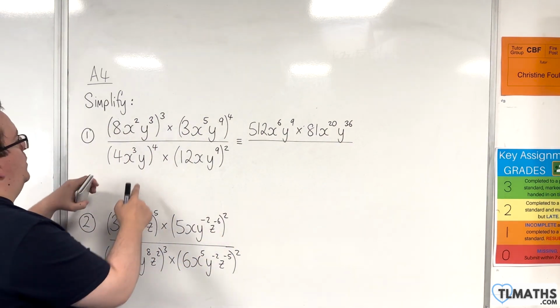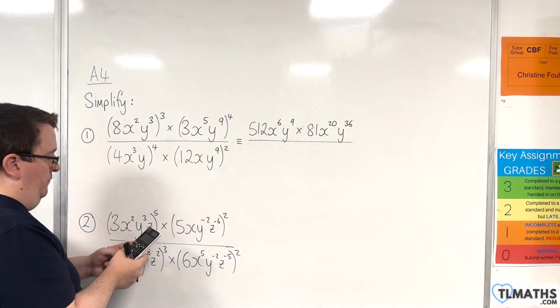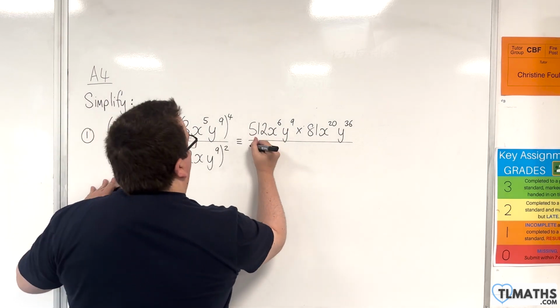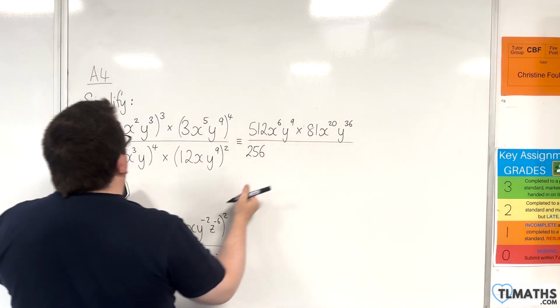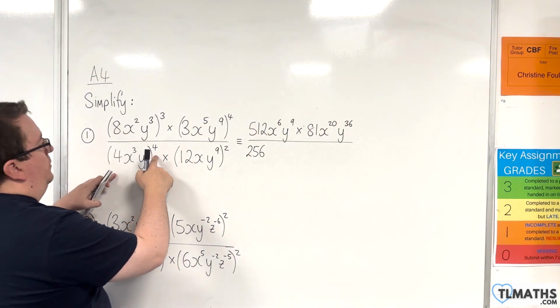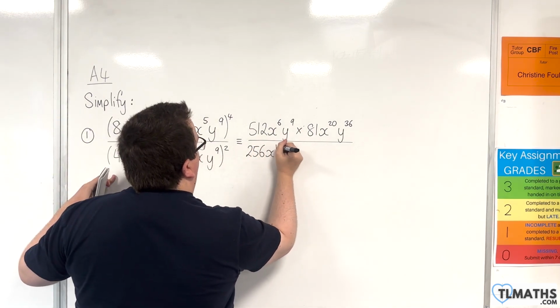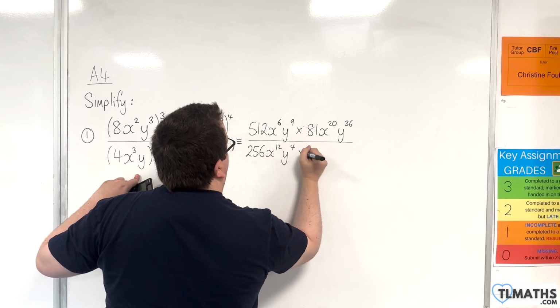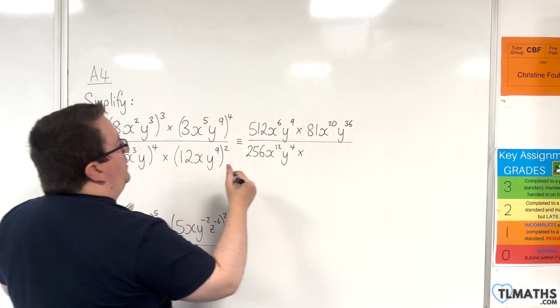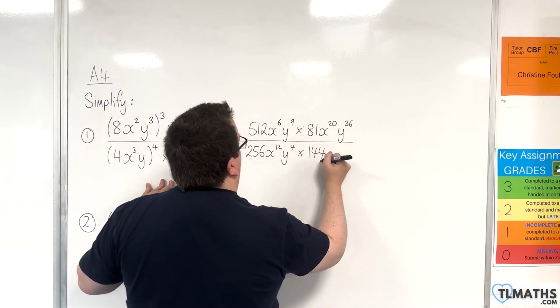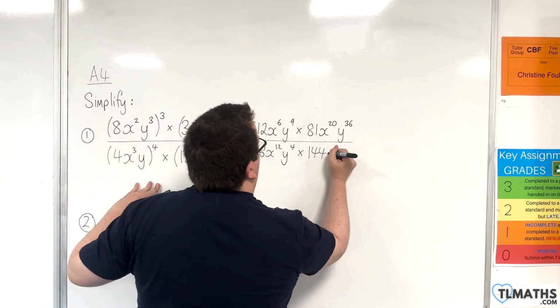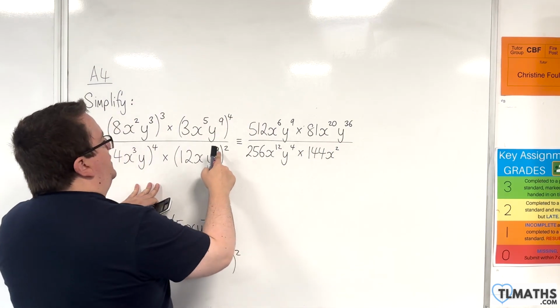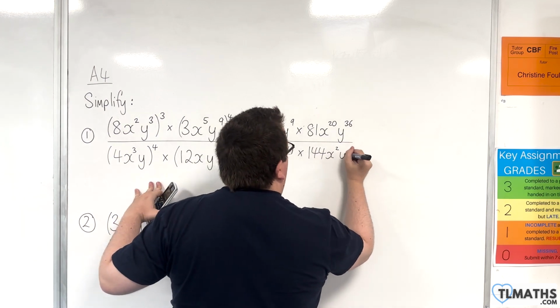In the denominator, we have 4 to the power 4, so that's 256. Then we have x cubed to the 4, so that's x to the 12, y to the 4. Then we have 12 squared, which is 144, x squared, and then y to the 9 squared is y to the 18.